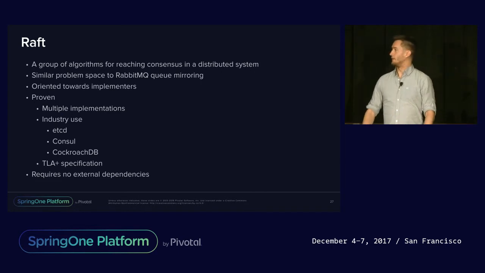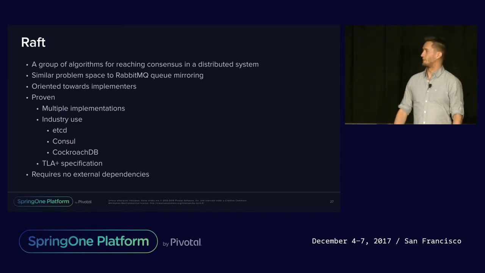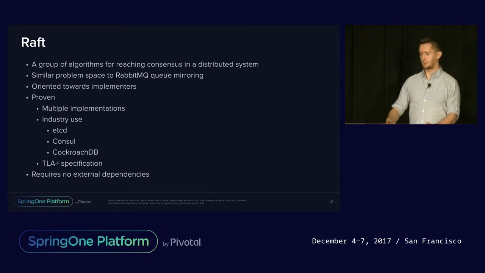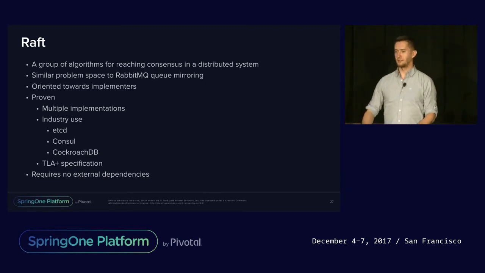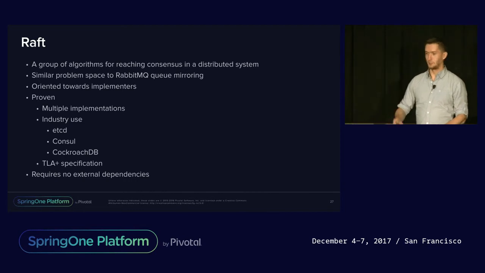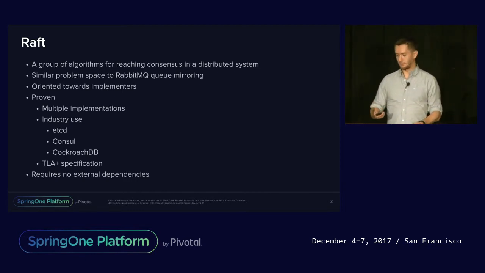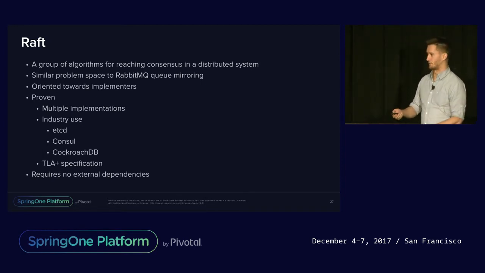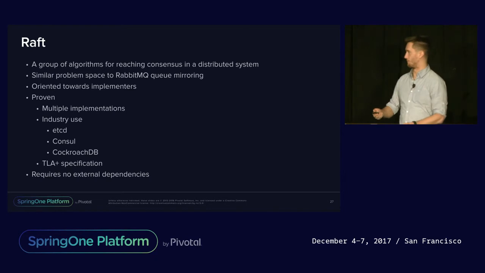And last but not least, Raft does not require an external tool or network of nodes to be present for you to use it. So basically, it can be implemented as a library, which is a very, very desirable characteristic for RabbitMQ because that's how it works today. It doesn't have external dependencies, well, other than the runtime.